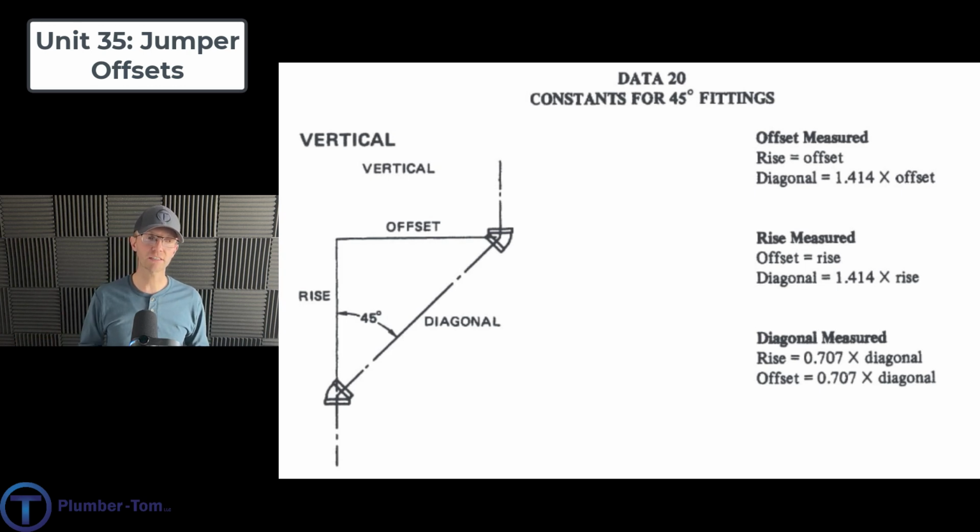This has the constants for 45-degree fittings. This is a triangle we deal with all the time when we're in the lab, when we're doing regular offsets with 45-degree fittings. And it gives us those constants that we use, right?